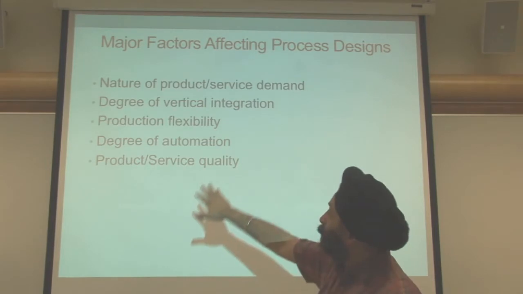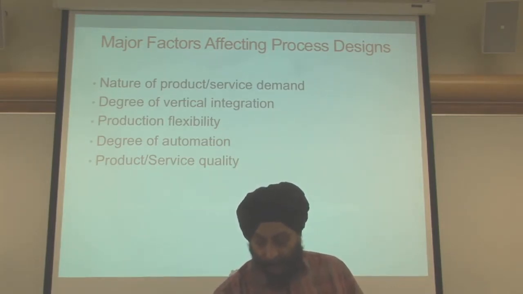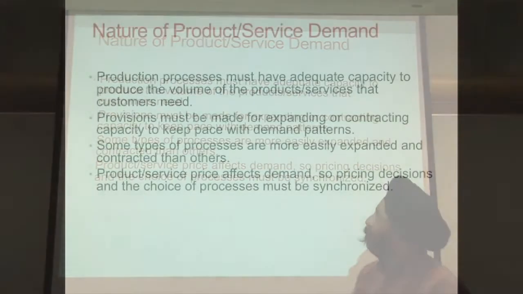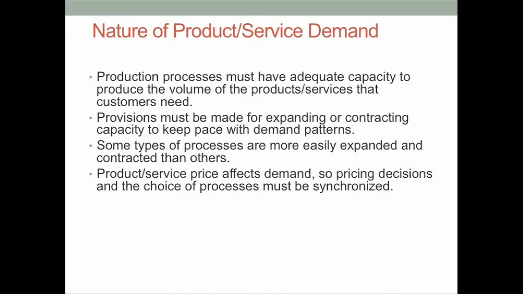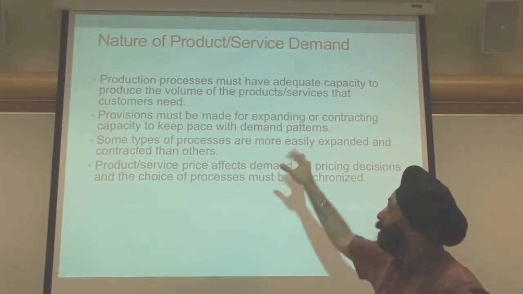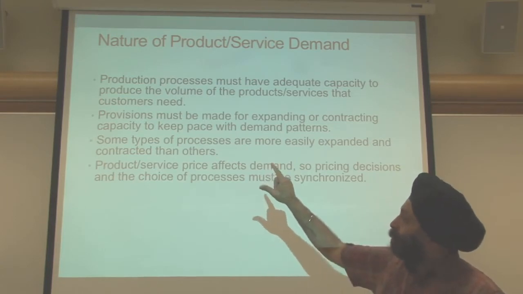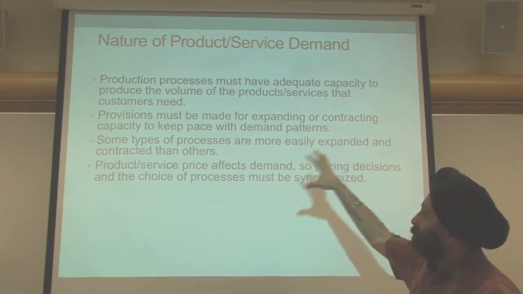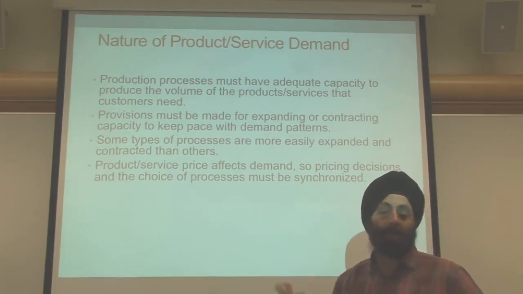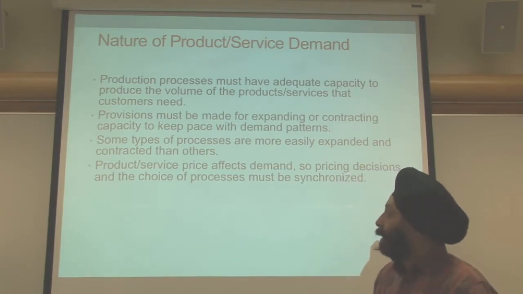So let's look at each one of these in more detail just to evaluate exactly how process design is affected. First we'll look at the nature of product and service demand. In this case, the production process must have adequate capacity to produce the volume of products and services that customers need. And also provisions must be made for expanding or contracting capacity to keep pace with the demand patterns. We'll cover capacity issues in a later chapter.